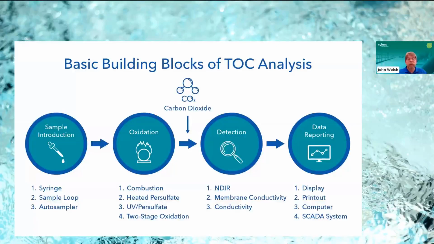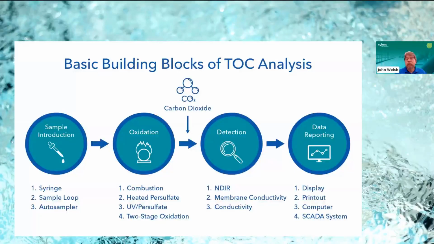The second step is oxidation. All TOC analyzers analyze carbon in any form by first converting it to carbon dioxide. The methods that are available today include combustion, heated persulfate, UV persulfate, and 2-stage oxidation. The model 9220 will use the heated persulfate technique to oxidize organic carbon to CO2.